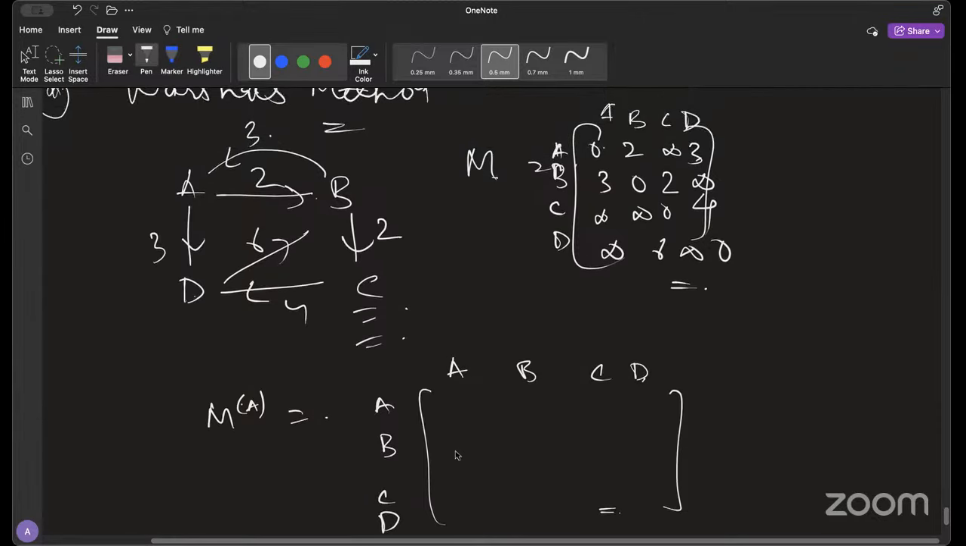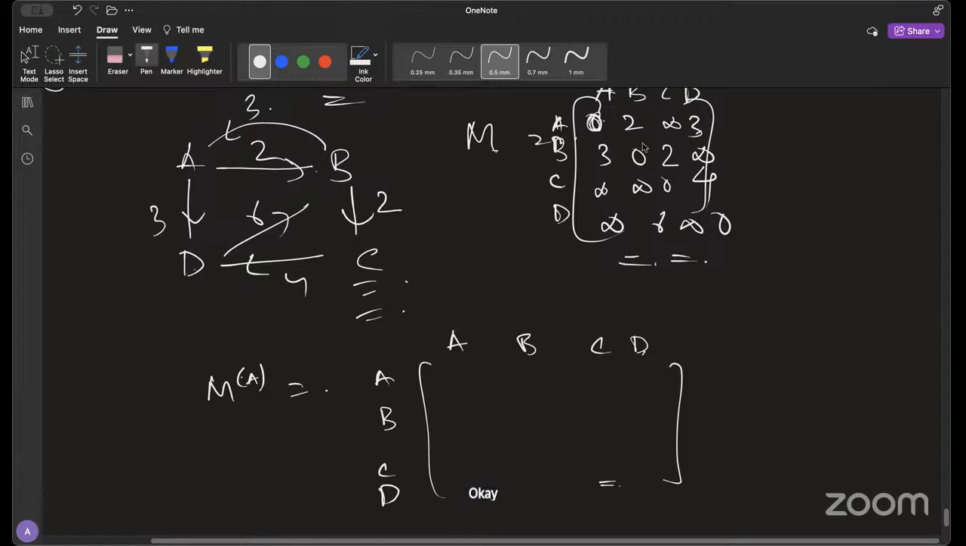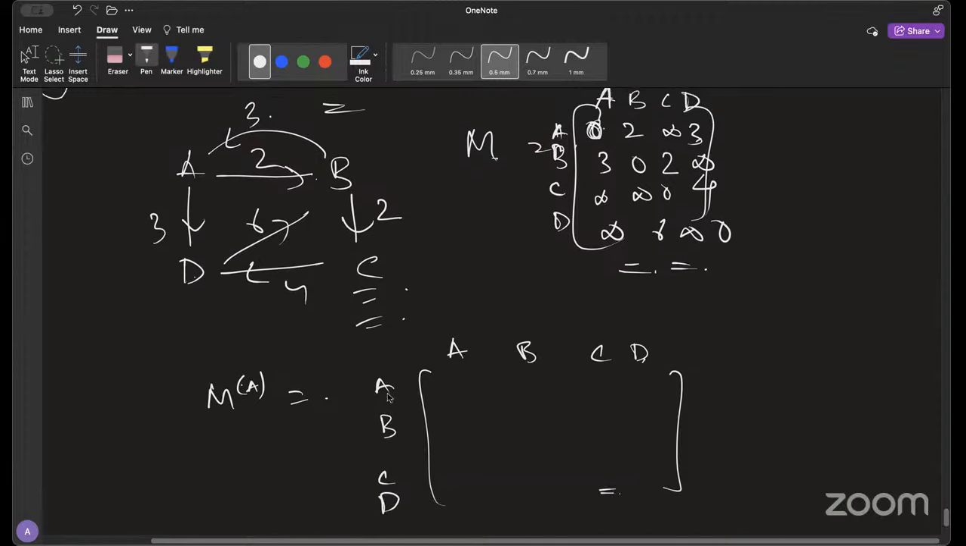Ma'am, from A to A, you wrote 0. There also we're supposed to write infinity, right? No, this is the adjacency matrix. From A to A, it's 0 only. From the vertex to the vertex itself, you always have a 0. That's why the diagonal is always 0 for an adjacency matrix. And then here you keep the diagonal same.